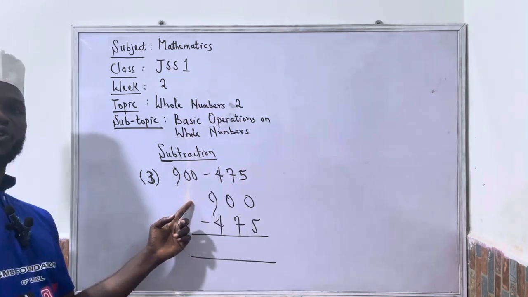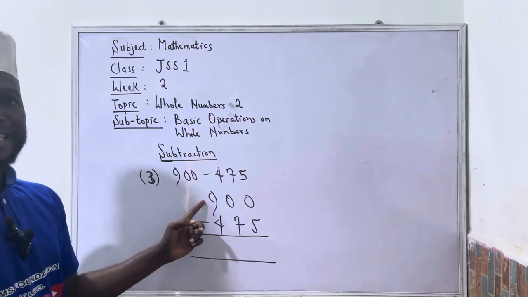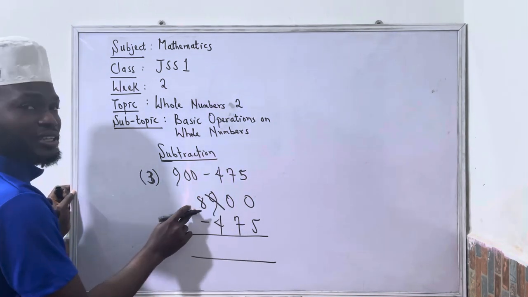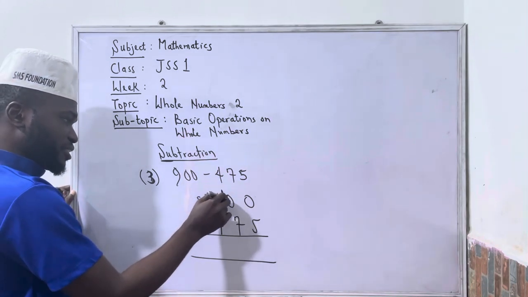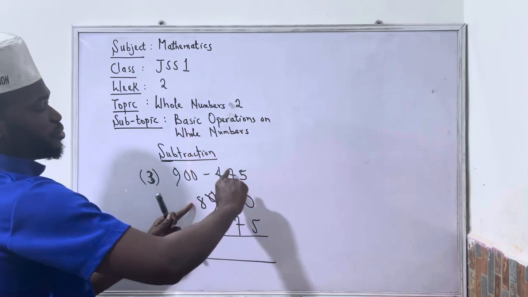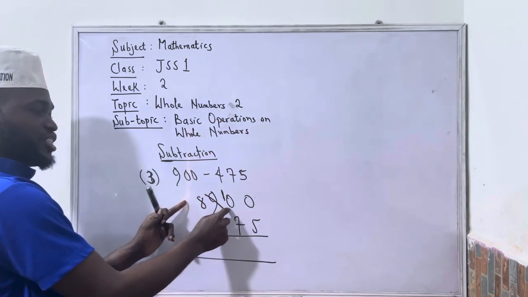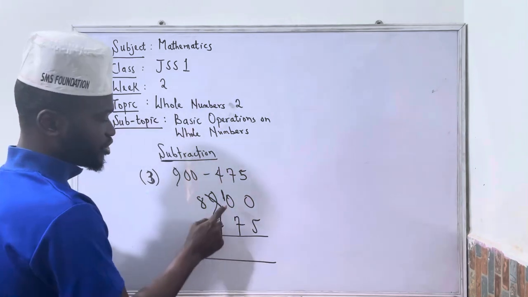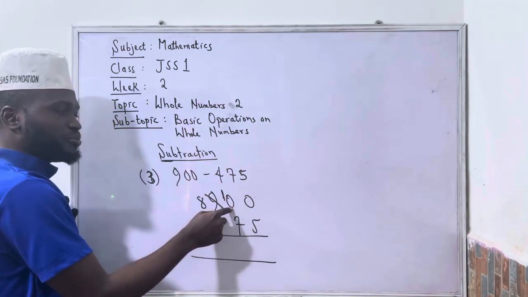I need to go to the next digit, which is 9. Borrow from this 9, it will remain 8. Borrow 1 to this place. You cannot throw it all the way from here to here. So you have to first give this first, satisfy this before satisfying this. So this becomes 10.